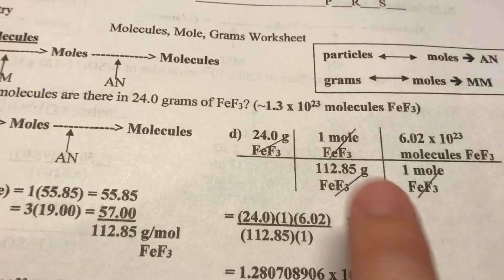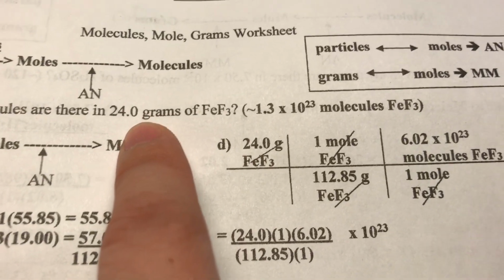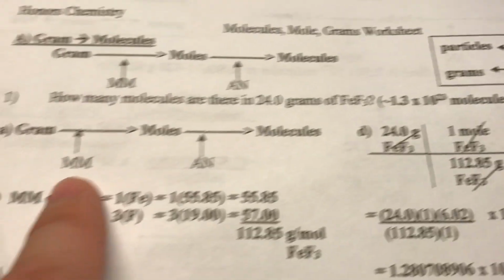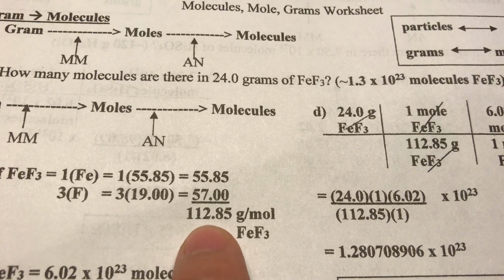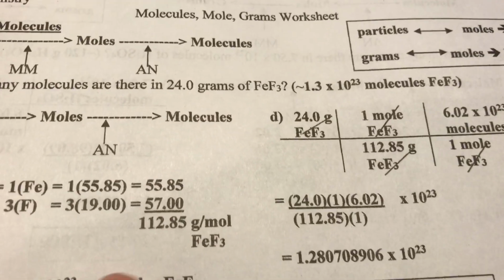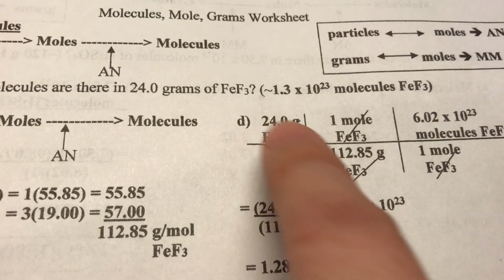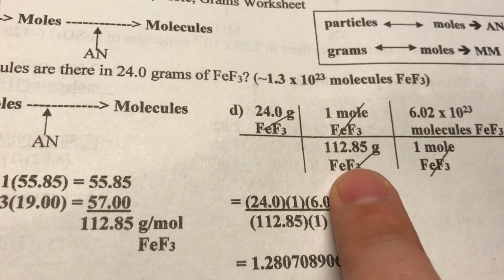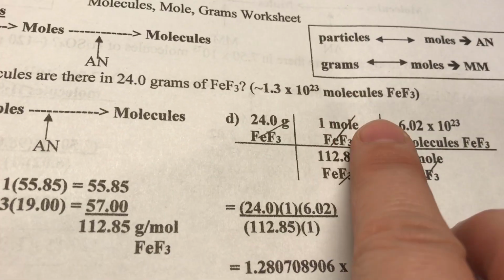And then step D, we set up the Superman. The beginning of the Superman must be what you were given. So we were given 24 grams FeF3. My strategy tells me I have to change to moles using molecular mass, so I'm going to use this number, 112.85 gram per mole. The gram should be on the bottom because I want to cancel the unit of FeF3, and 1 mole on the top. This number comes from molecular mass. So we cancel the gram, cancel the compound, and I end up with mole.